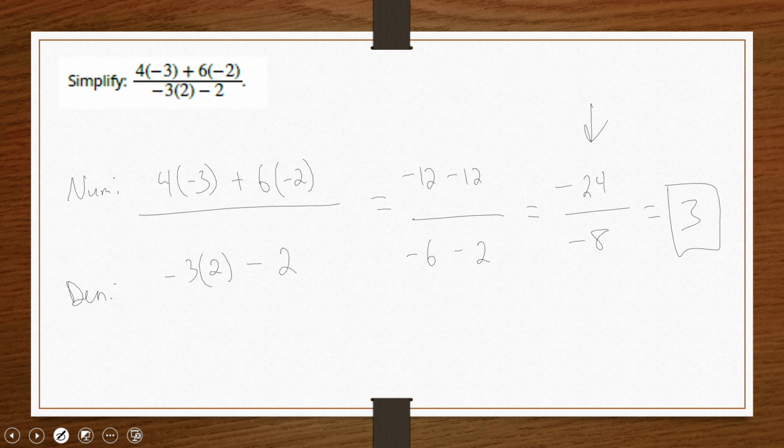So again, focusing on numerator and denominator separately, and then making your computation at this point will be the best way to go about these order of operation problems.